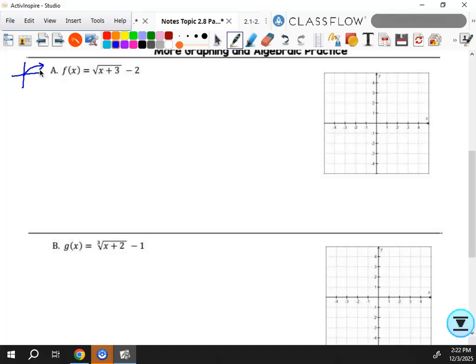Okay, so that's just the square root of x. But then we have two transformations here. That 3 means I go where? To the left 3, and that 2 means I go down 2. So this point here that's at 0, 0 starts at 0, 0, but it goes to the left 3 and down 2, and that's one of the points you can plot.